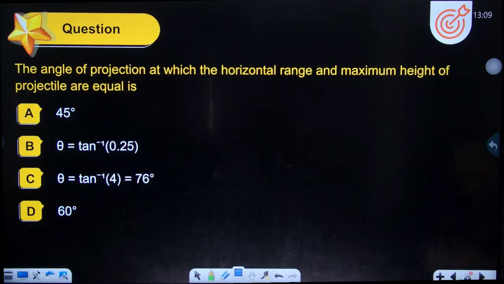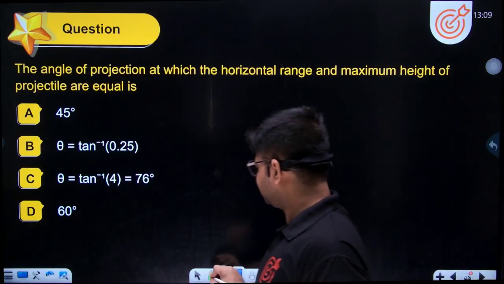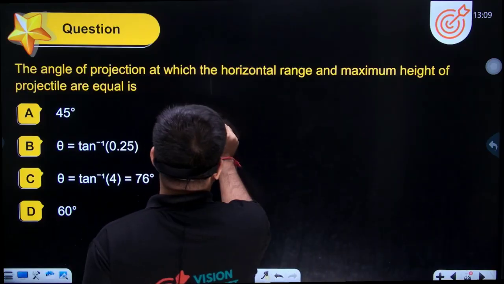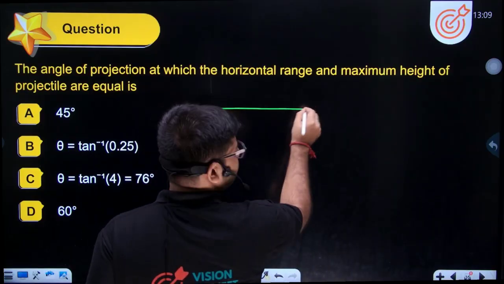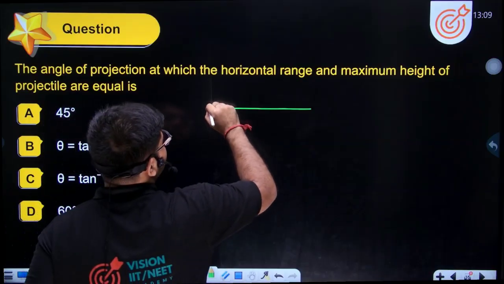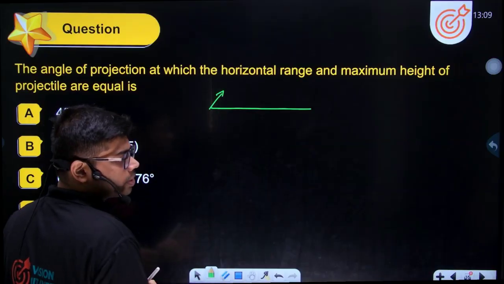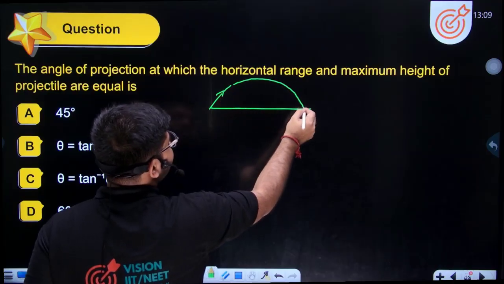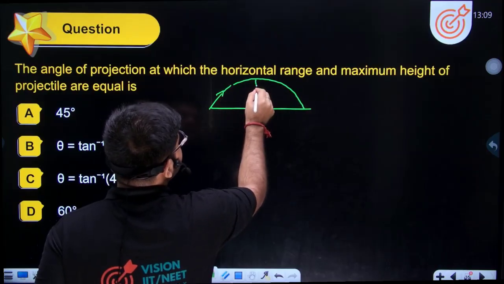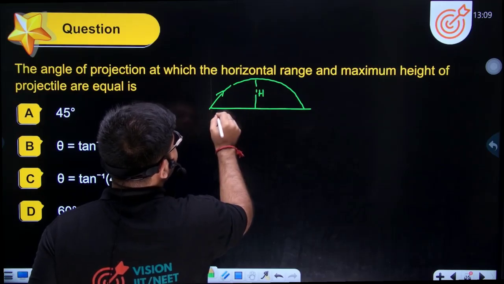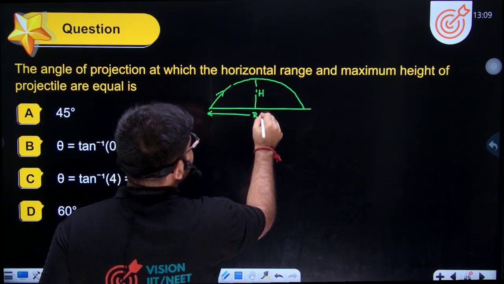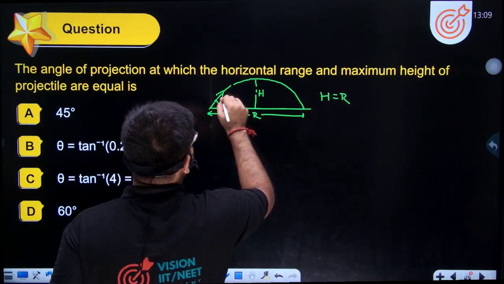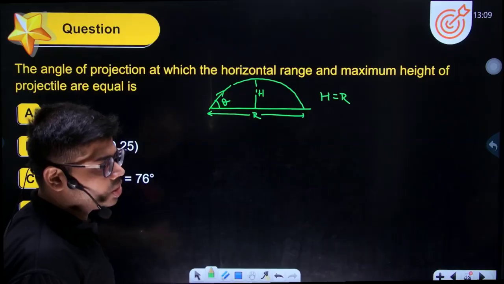So this is just a formula based question. For example, if I take a projectile like this, let us suppose this is my projectile, something like this. It will have some height and it will have some range. Now if the height is h and the range is r, they are saying that h is equal to r. For what value of theta is h going to be equal to r?